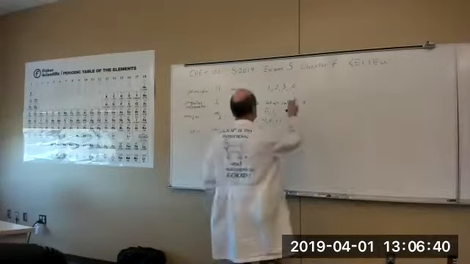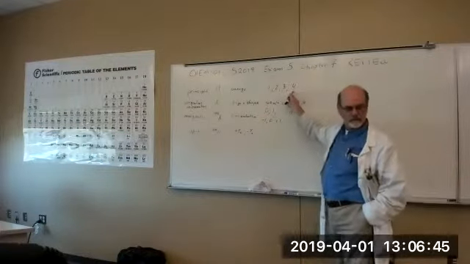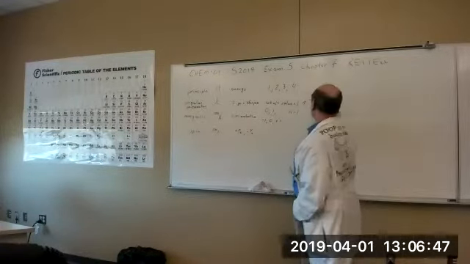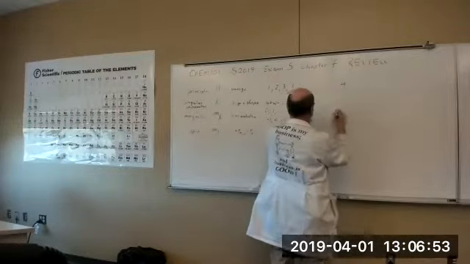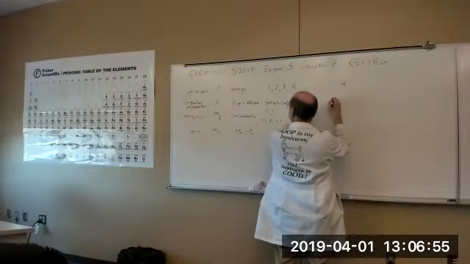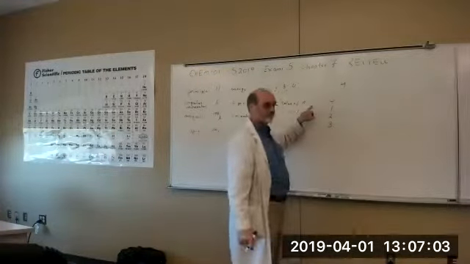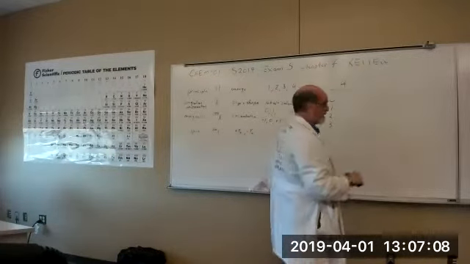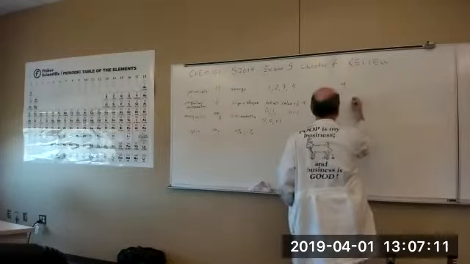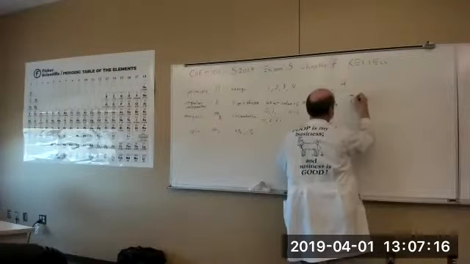Okay, so let's say we're at n equals 4. What's the maximum number of orbitals you can have at n equals 4? If n equals 4, then L can be what? Zero, 1, 2, or 3, right? So there's 4 levels. Now we're going to subdivide these. So these are L's. These are M sub L's.